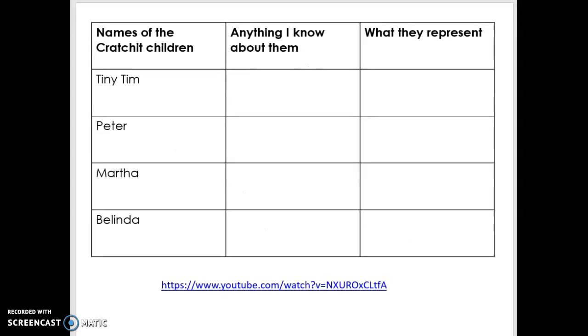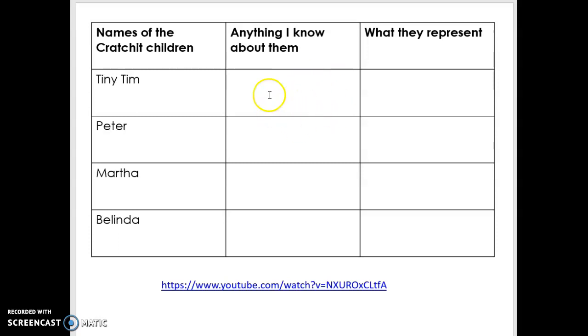Okay, so what I'd like us to focus on are the Cratchit children, and I want us to broaden our scope beyond just Tiny Tim. So what I'd like to do, please, is to copy down this little table into your books and just populate the table. I think it's fairly self-explanatory. In the first column, anything at all you know about them from memory, what you know about them as a character and how they're presented. And then secondly, what they represent. Now that's much more difficult.